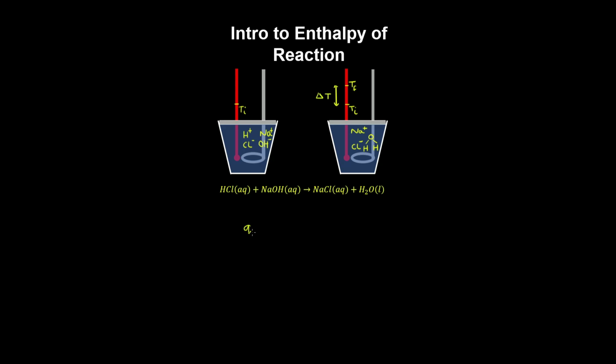So the heat absorbed by the solution at constant pressure is equal to the mass of the solution, and for this type of problem you'd be given the volume and molarity of each solution and also the density of the solution to work out the mass, and you multiply by the specific heat of the solution by the change in temperature.